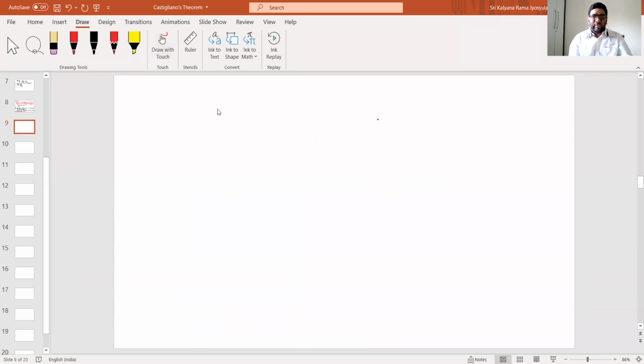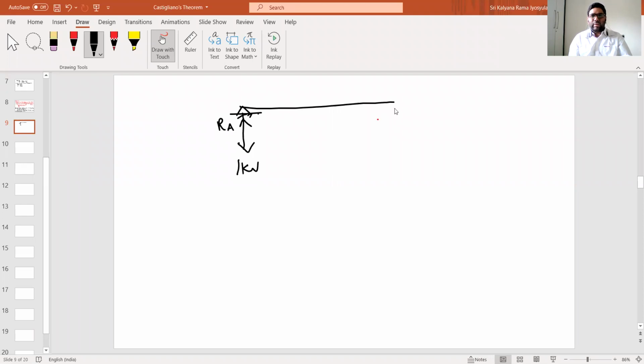Now let us sketch the beam again. Okay. So we have a support here. So this is 1 kilonewton. At the same time, we have RA. So this is RA. And here we have RB. Here we have 3 kilonewton. This is 6 meters. This is 2 meters. So 3 kilonewton is equal to P.